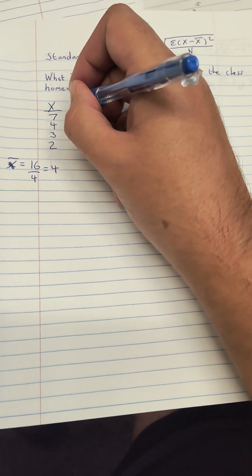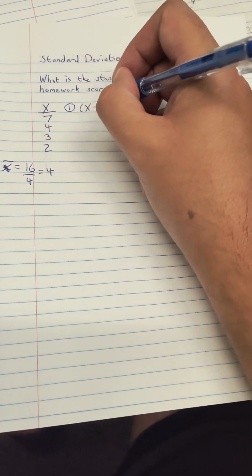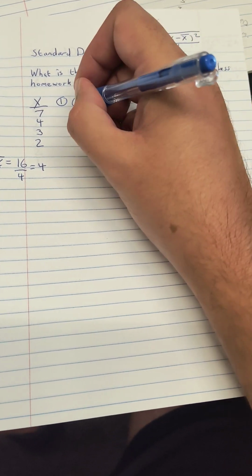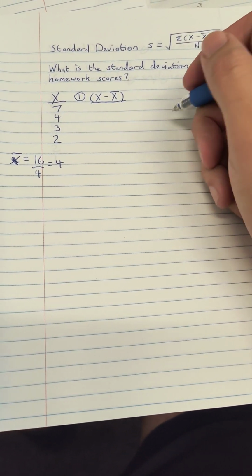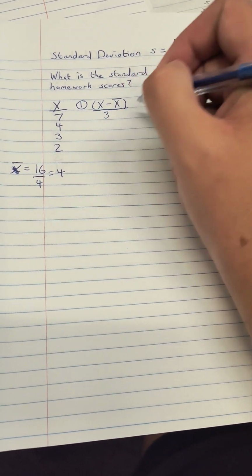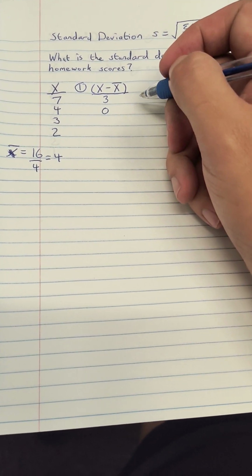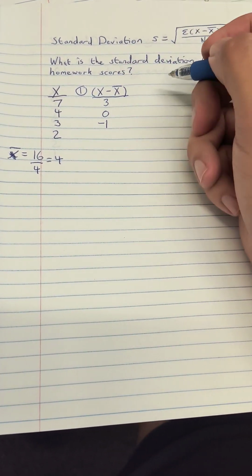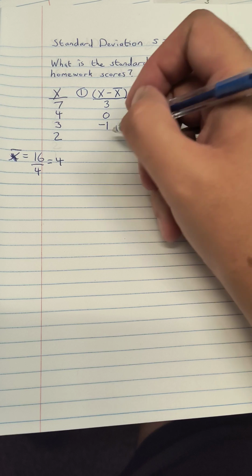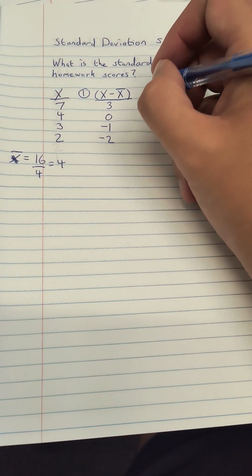So our first major step is to take the raw score and subtract the mean from it. So 7 minus 4, the mean, is 3. 4 minus 4 is 0. 3 minus 4 is -1. And 2 minus 4 is -2. All right, so we've done that.